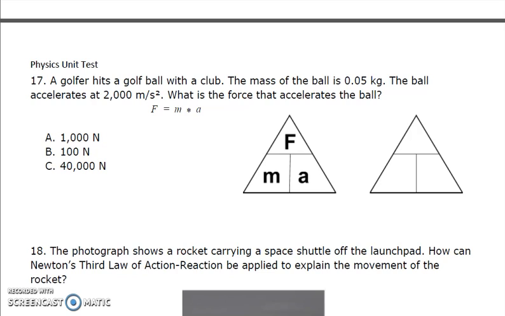Number 17. A golfer hits a golf ball with a club. The mass of the ball is 0.05 kilograms. The ball accelerates at 2,000 meters per second squared. What is the force that accelerates the ball? A. 1,000 newtons. B. 100 newtons. C. 40,000 newtons.